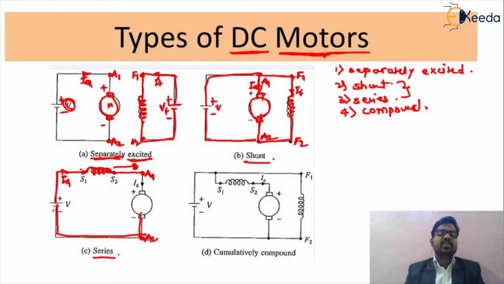So this will be the construction. These will be the carbon brushes. The current flowing through that particular circuit is again IA. The current will be the same in the series motor. So this will be the third type of DC motor.